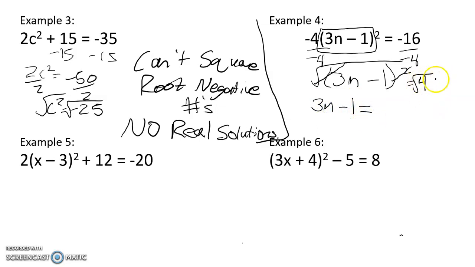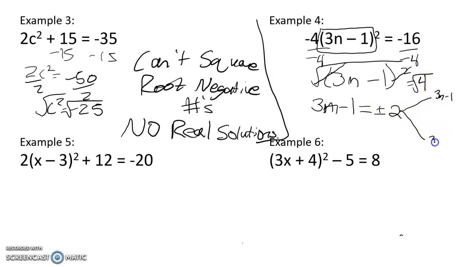Remember, when you square root a number, you have to write a plus and minus, and then square root of 4 is just 2. So you get plus and minus 2. So now this is where that third step really comes into play, where we have to solve for the variable, because we're not done with this. We have to find out, well, what is n equal to. So I'm going to set up two equations now, because this is plus and minus.